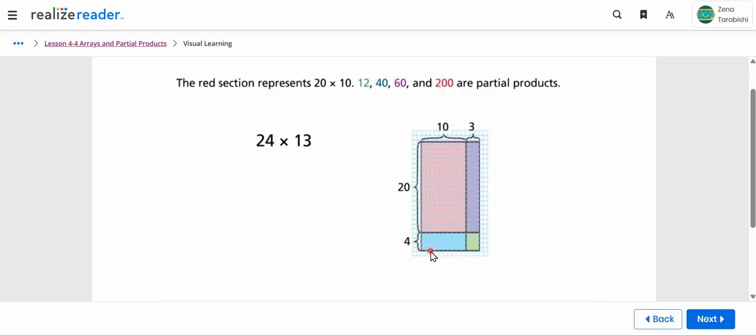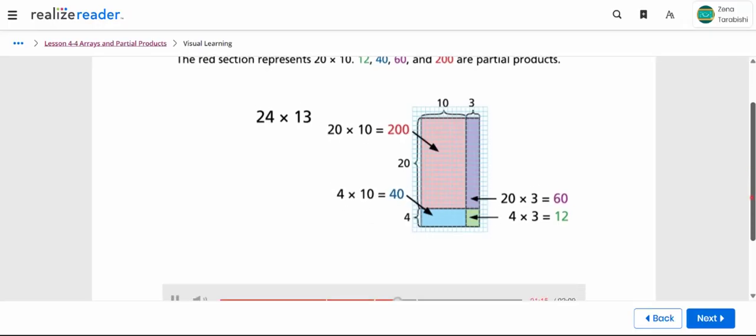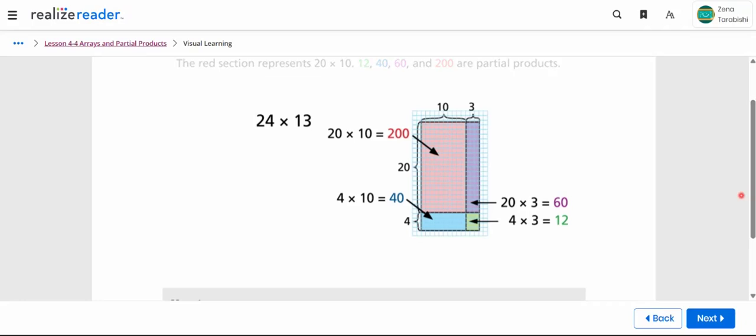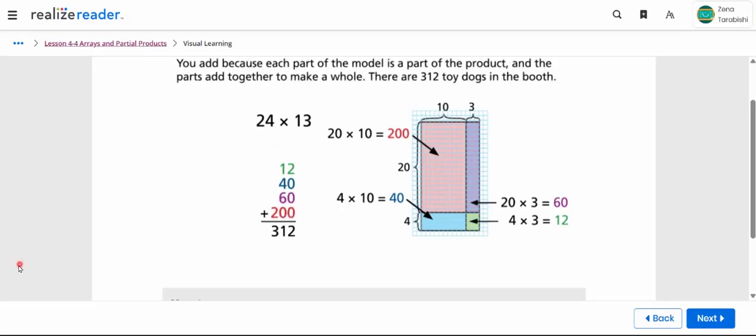The red section represents 20 times 10. 12, 40, 60, and 200 are partial products. Add the number of squares in each part of the array. Why add rather than multiply to find the product? You add because each part of the model is a part of the product, and the parts add together to make a whole. There are 312 toy dogs in the booth.